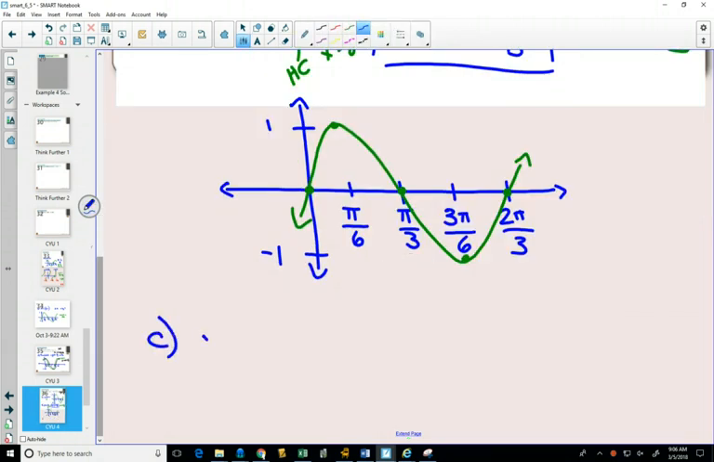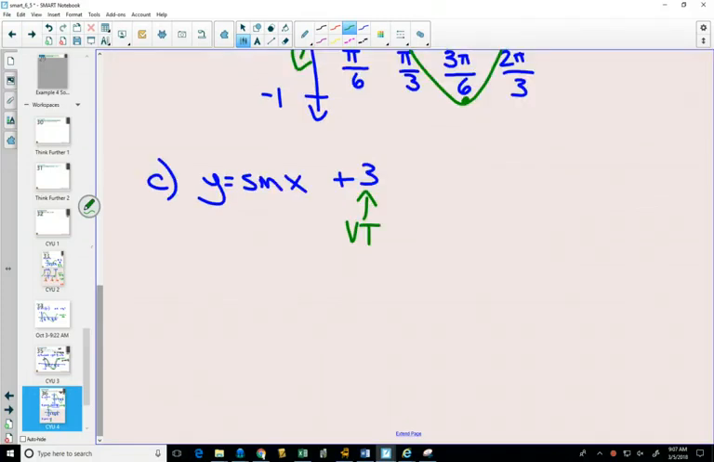It's in part C that we get introduced to the last transformation. What happens when you have a +3 after the function? Well, from our translations unit, or transformations unit, we would know that this is a vertical translation. You would go 3 units up. What does that affect in a sine and cosine graph, and how are we going to use that as a shortcut?